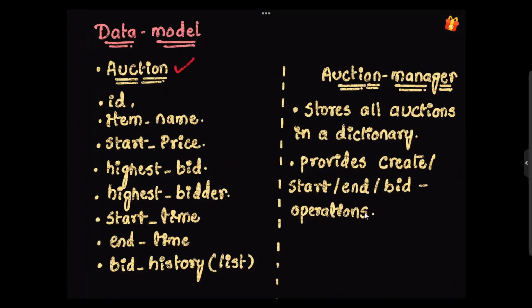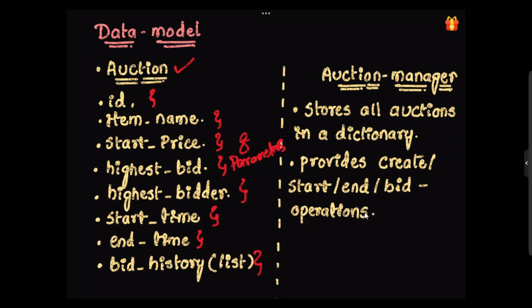The auction consists of these parameters. One is ID. The second is item name. The third is start price. The fourth is highest bid. The fifth is highest bidder. The sixth is start time. The seventh is end time, and the eighth is the bid history. So these 8 parameters are what we will be making use of within the auction class. Just remember this.